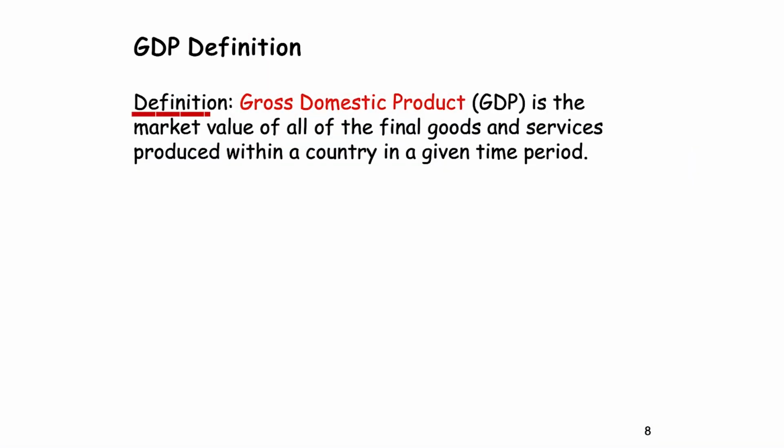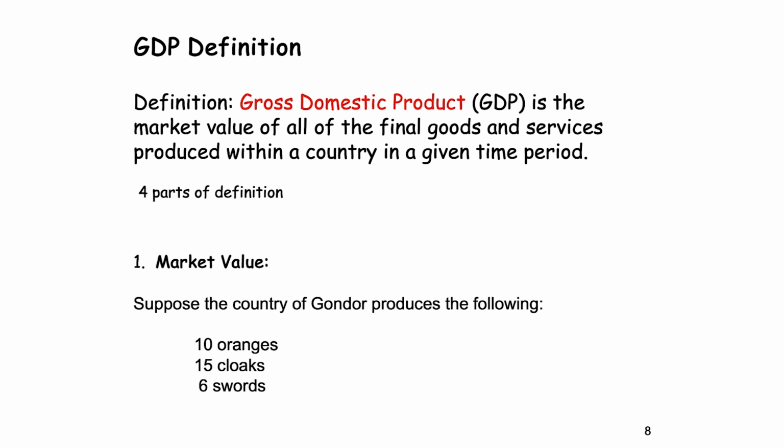So the definition of gross domestic product, we're going to look at it in detail today, is essentially the market value of all final goods and services produced within a country in a given time period. There's a lot in that definition, so let's unpack. The first part, the market value. What does market value refer to?